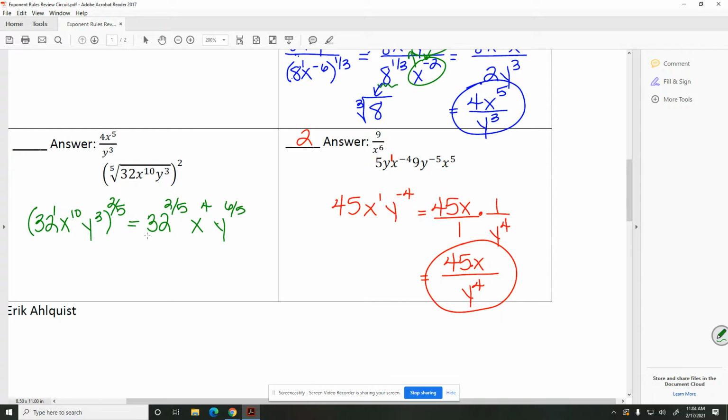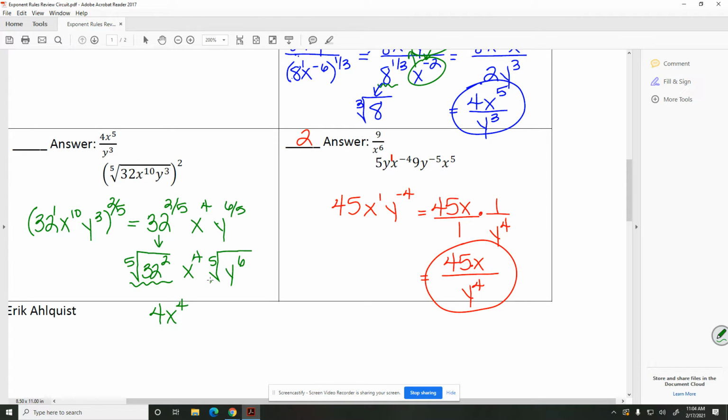Okay, now we're going to simplify. So I think what I'm going to do is rewrite this as a radical so I can actually compute and solve it. And I'm going to do the same with this y. So that would actually be the 5th root of y to the 6th power. And then let's try to figure out what this is equal to here. So the 5th root of 32 is 2, and then 2 squared is 4.